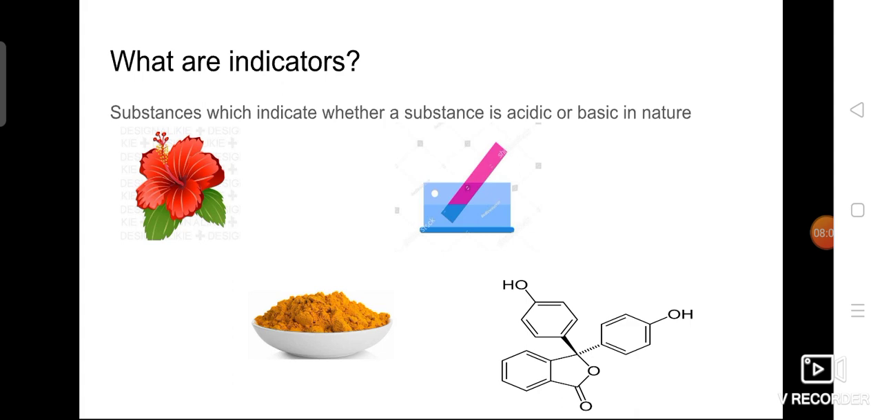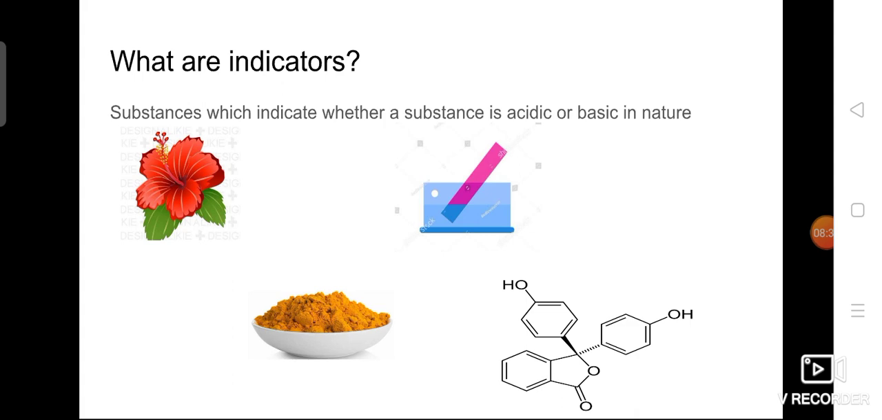Indicators means what? The main important characteristic is what? They have to change the color when they react with a substance. That is the quality of the indicator. What is the qualification of the indicator? They have the ability to change the color when they react with acid or base. So one such example is hibiscus. It is an excellent indicator. Second one is turmeric. The picture of turmeric is given. For cooking purpose we use it, isn't it? They also act as indicators.